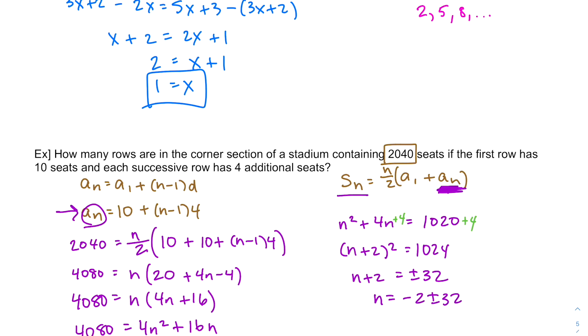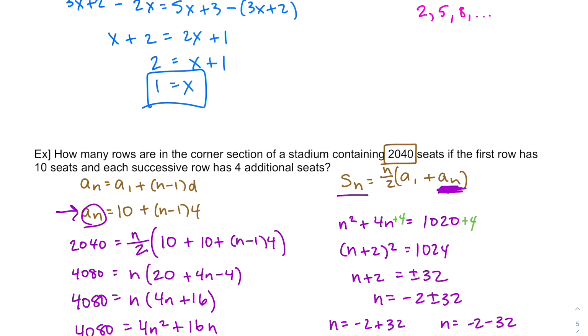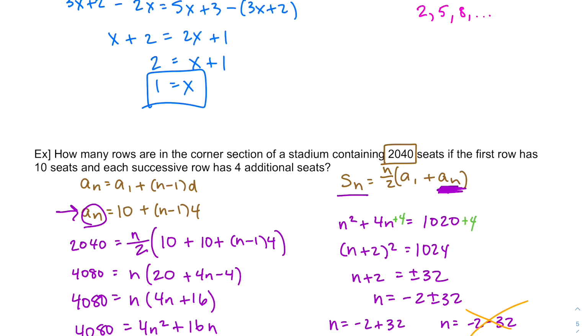So this equation has two solutions. n equals negative 2 plus 32, and n equals negative 2 minus 32. The equation has two solutions, but the problem does not have two answers. n is meant to represent the number of rows. The number of rows is not going to be negative 34 rows, so we'll go ahead and cross that one off. So this is n equals 30. So there are 30 rows in the corner section of this stadium.